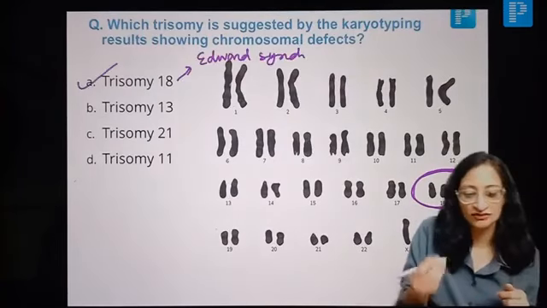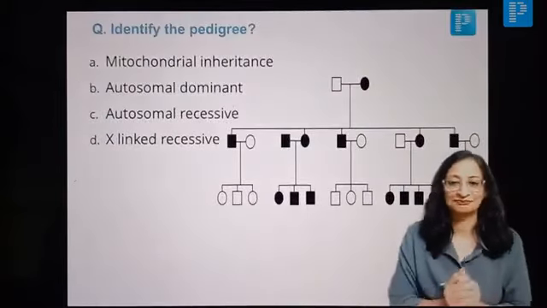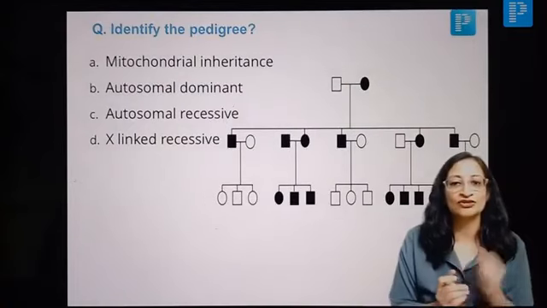Okay. Trisomy 13 we know is Patau syndrome. Trisomy 21 is Down syndrome. Trisomy 11 does not have a specific name. Identify the pedigree. Yes. So pedigree, 3 golden rules.